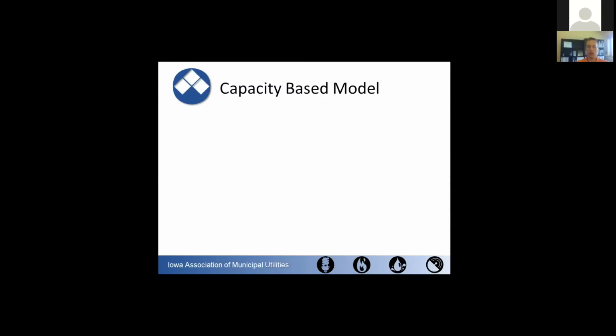I want to talk about some of the basic differences in different types of community solar. And I'm going to talk about a capacity-based community solar model or an energy-based model. And this is really just how the individuals participate in the project and how they pay for participation and receive benefit.